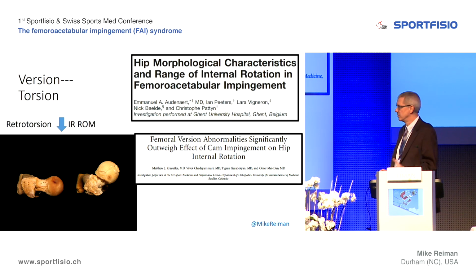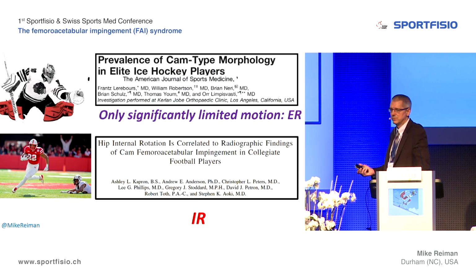And he even had two groups. He had one group that had torsion with a cam and torsion without a cam. The people that had torsion and no cam had larger losses of range of motion for internal rotation. So obviously there's something to try to figure out here. And maybe it actually happens to be a sport-specific adaptation.